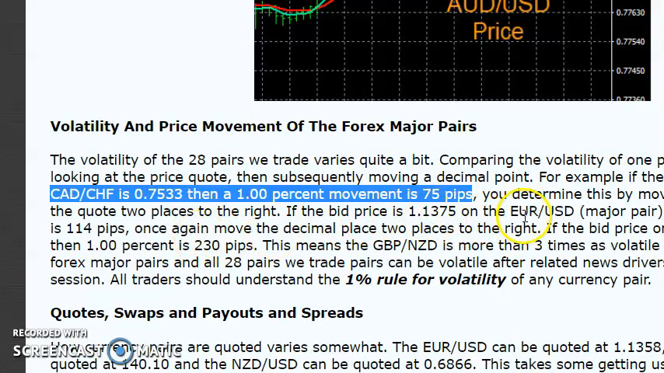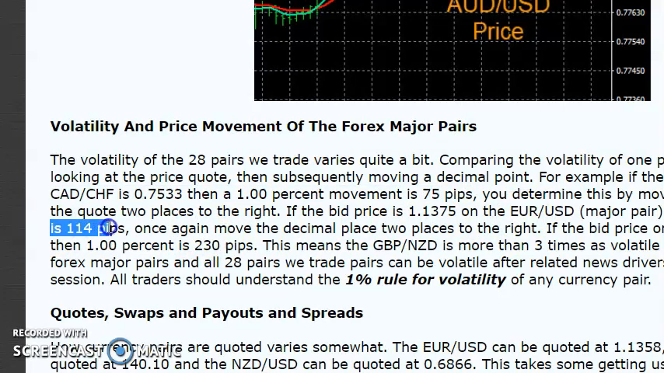If you go to the Euro USD, a 1% move is about 114 pips if the bid or ask price is 1.1375. Once again, you just move your decimal point.